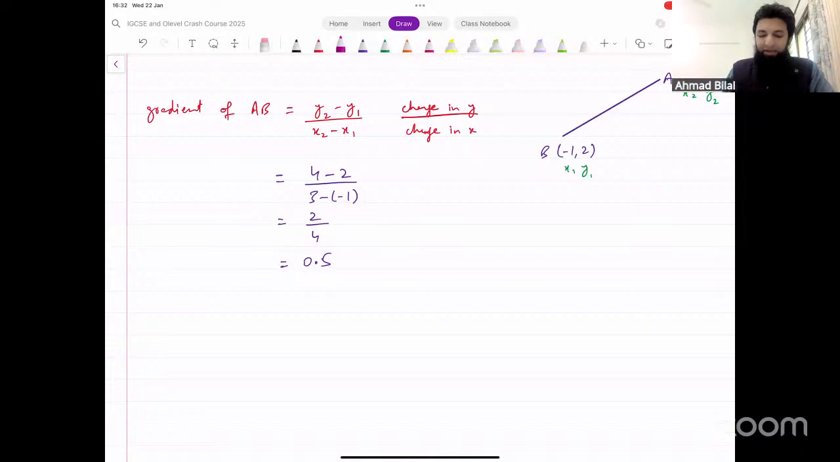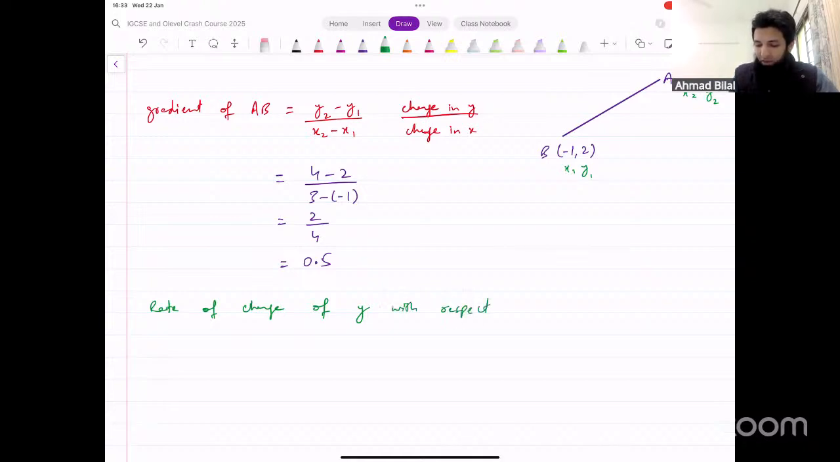Basically, gradient is telling you, so formally we call it this: the rate of change of the y-axis, or whatever the value is on the y-coordinate, with respect to x. Now, what does that mean? Rate of change of y with respect to x. This basically means if you were to change the x coordinate by 1 unit, let's say you had to go 1 unit to the right, how much would you change on the y-axis?